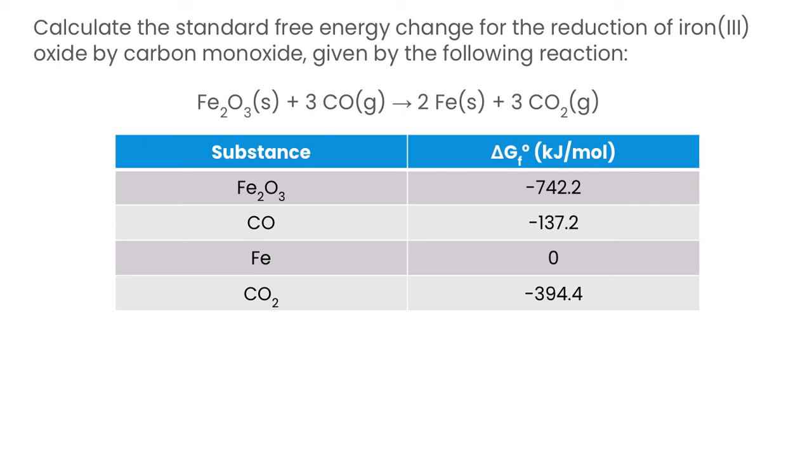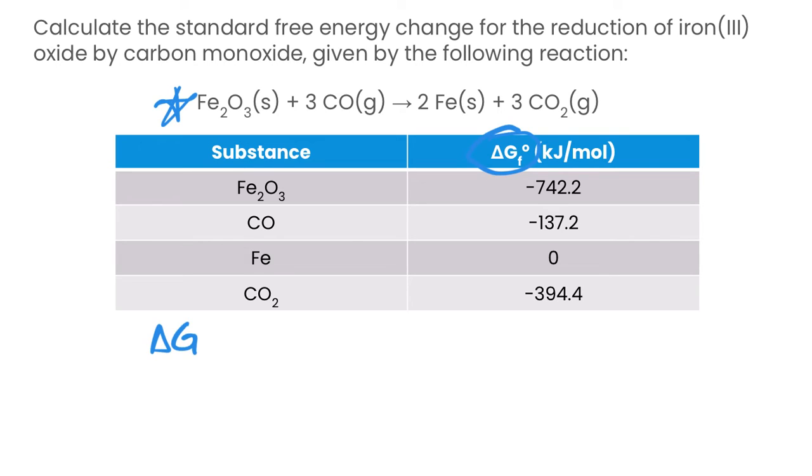Now let's take a look at an example. How do we use this? So this question is asking us to calculate the standard free energy change for the reduction of iron 3 oxide by carbon monoxide given by this equation here. And we're given delta G of formation values in this data table.